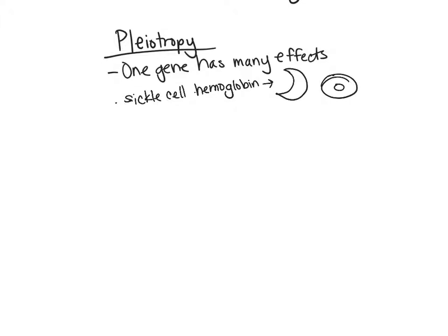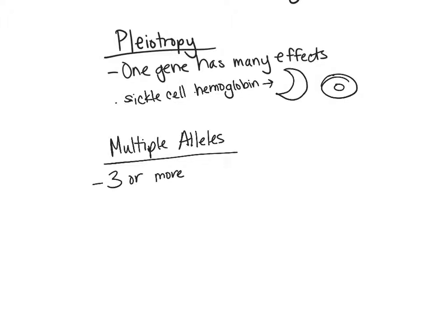So the next principle that we're going to talk about is called multiple alleles. As its name implies, this is when we have 3 or more forms of a gene, and they exist across many people in the population. So the example that we used earlier, our blood type, is a good example of multiple alleles.